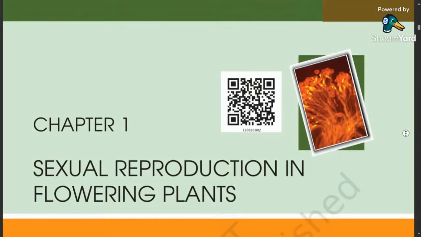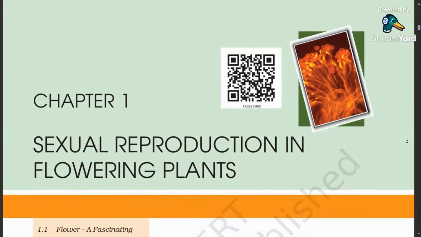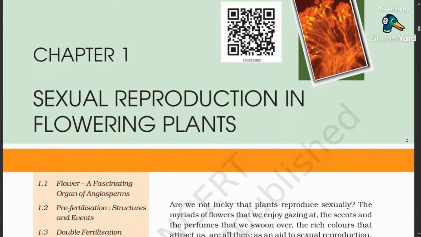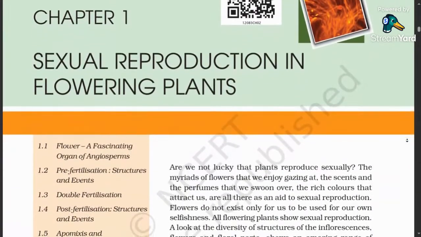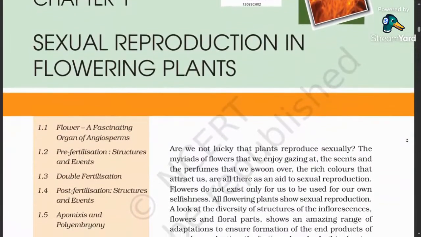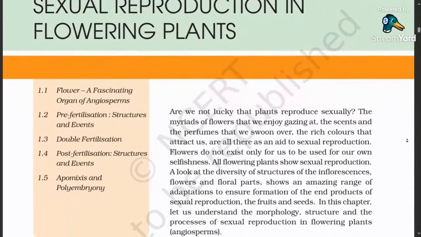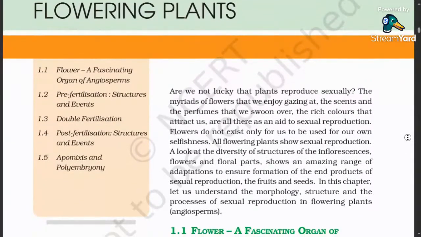Sexual reproduction in flowering plants. Are we not lucky enough that plants reproduce sexually? The myriads of flowers that we enjoy gazing at, the scents and the perfumes that we swoon over, the rich colors that attract us are all there as an aid to sexual reproduction. Flowers do not exist only for us to be used for our own selfishness.